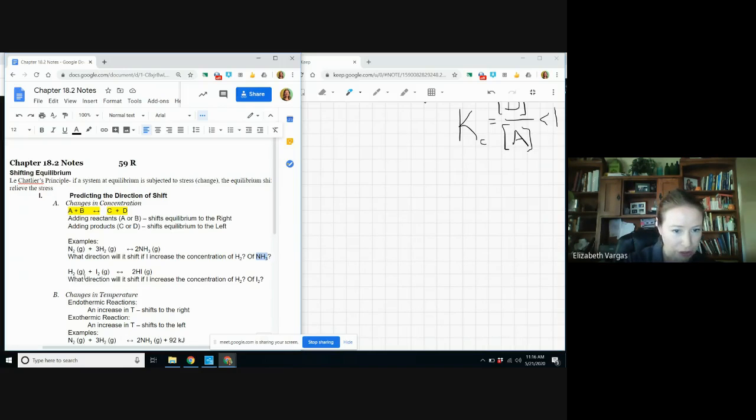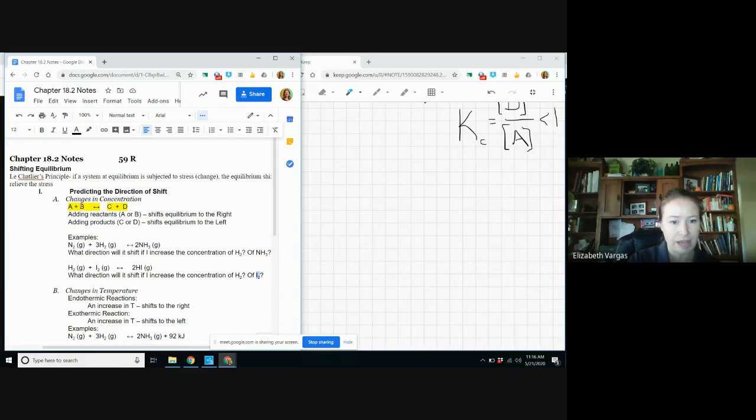So what direction will it shift if I increase hydrogen in my new equation? Here's our new equation. Hydrogen is a reactant, so it's going to go to the right. Okay, it shifts to the right. And if I add iodine, I2, that's also a reactant, so it also shifts to the right. Okay, so that's pretty easy. You add to one side, it goes the opposite way to relieve that stress that you just caused.